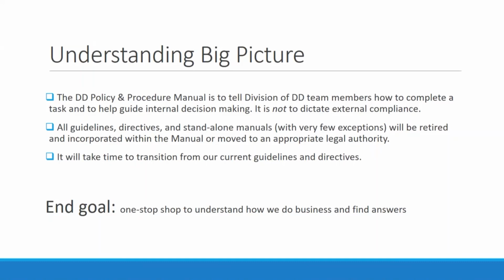All of our guidelines, directives, and standalone manuals, there will be a very few exceptions, ones that may be incorporated into CSR or that have copyrights on them. We'll have to think about those. But for the most part, all guidelines, directives, and standalone manuals will be retired and incorporated within this policy and procedure manual or moved to the appropriate legal authority. Again, thinking about whether it better belongs in a contract or whether it should be in a code of state regulation, or if it does actually belong in the policy or procedure manual.